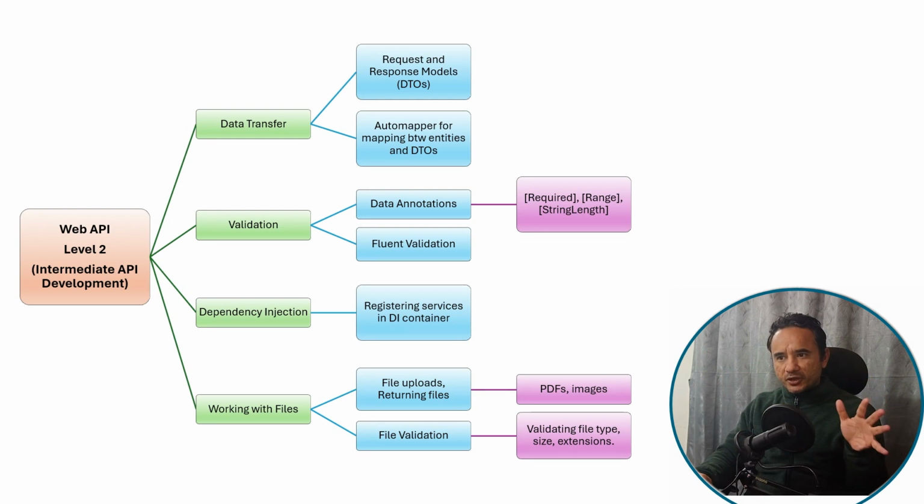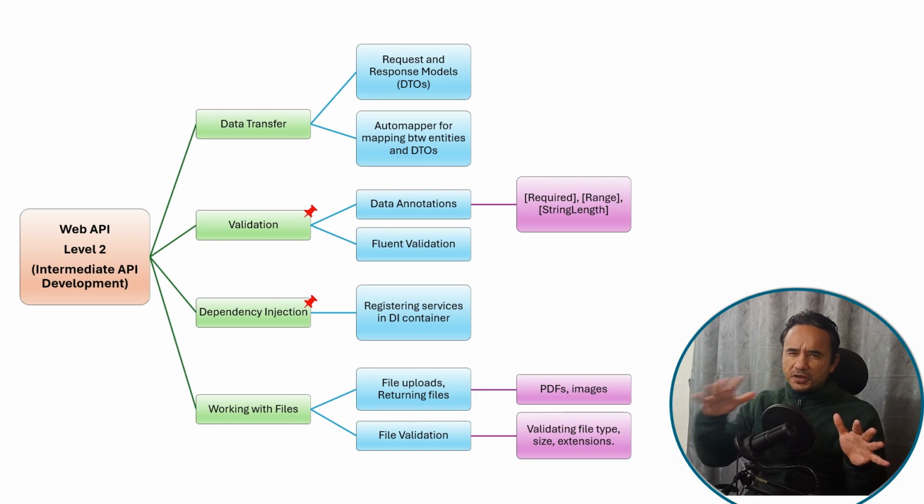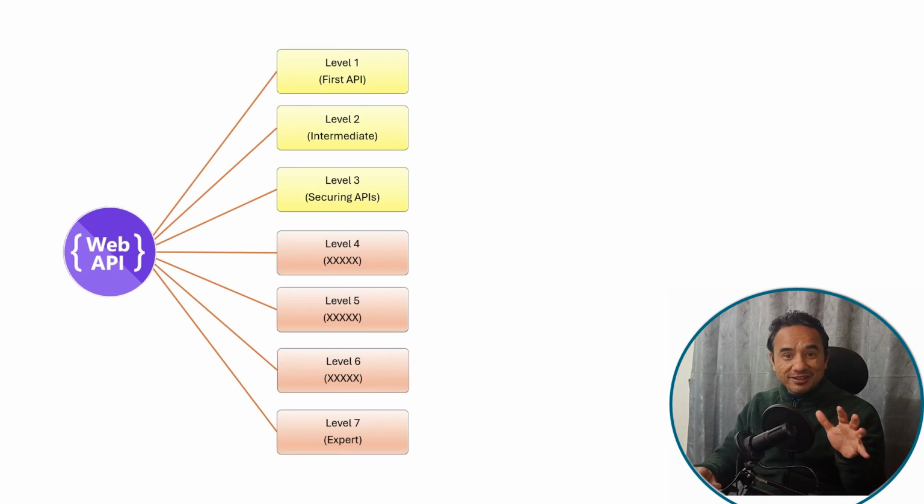Here, from an interview point of view, data validation and dependency injection are very important. Next, let's move to level 3, and that is securing our APIs after creating. We created the API, now we will secure it.